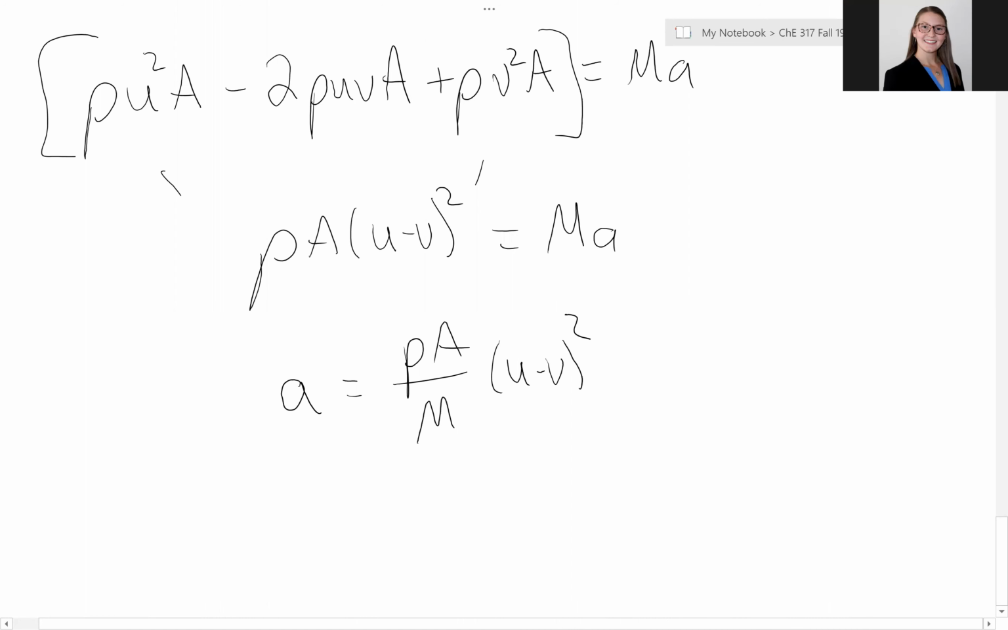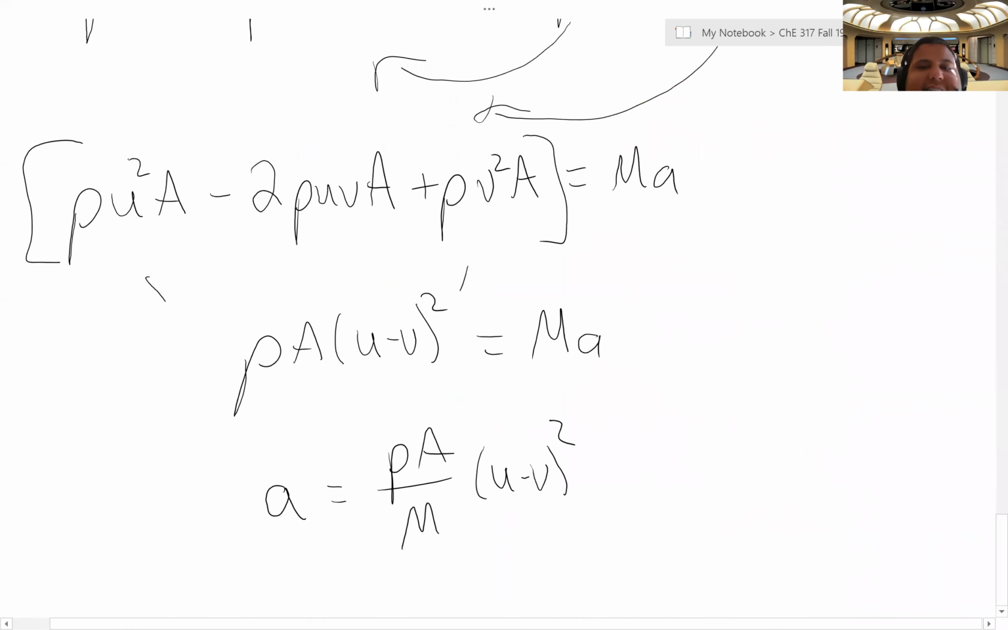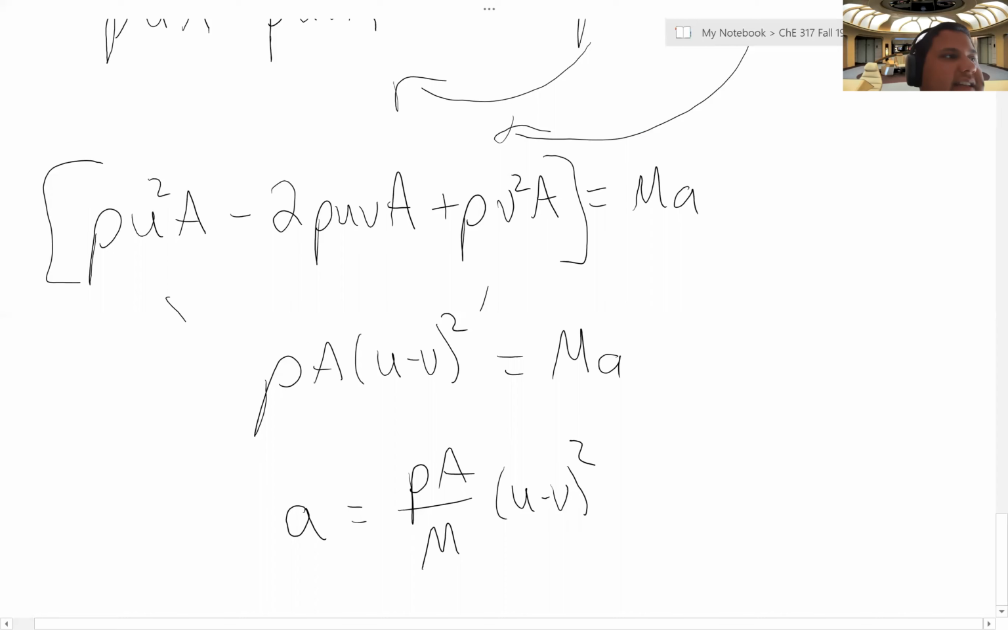What is our difference between this lowercase a and the uppercase A? Lowercase a is acceleration, uppercase A is the cross-sectional flow area of the jet.